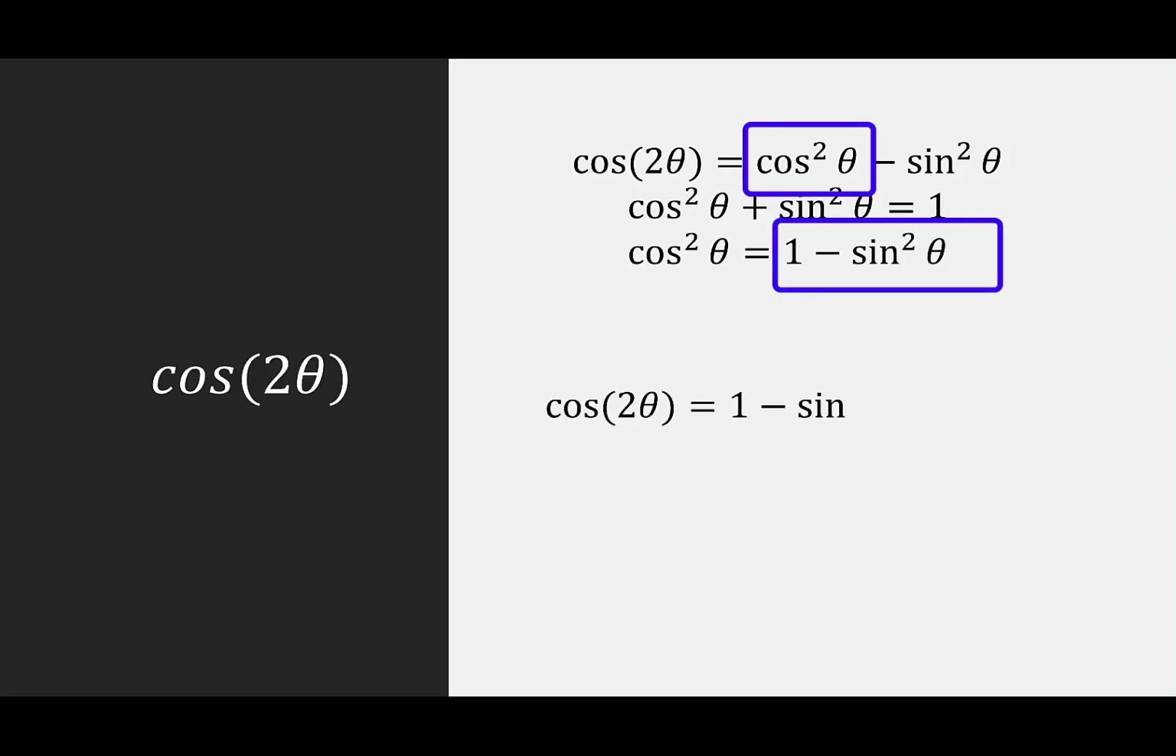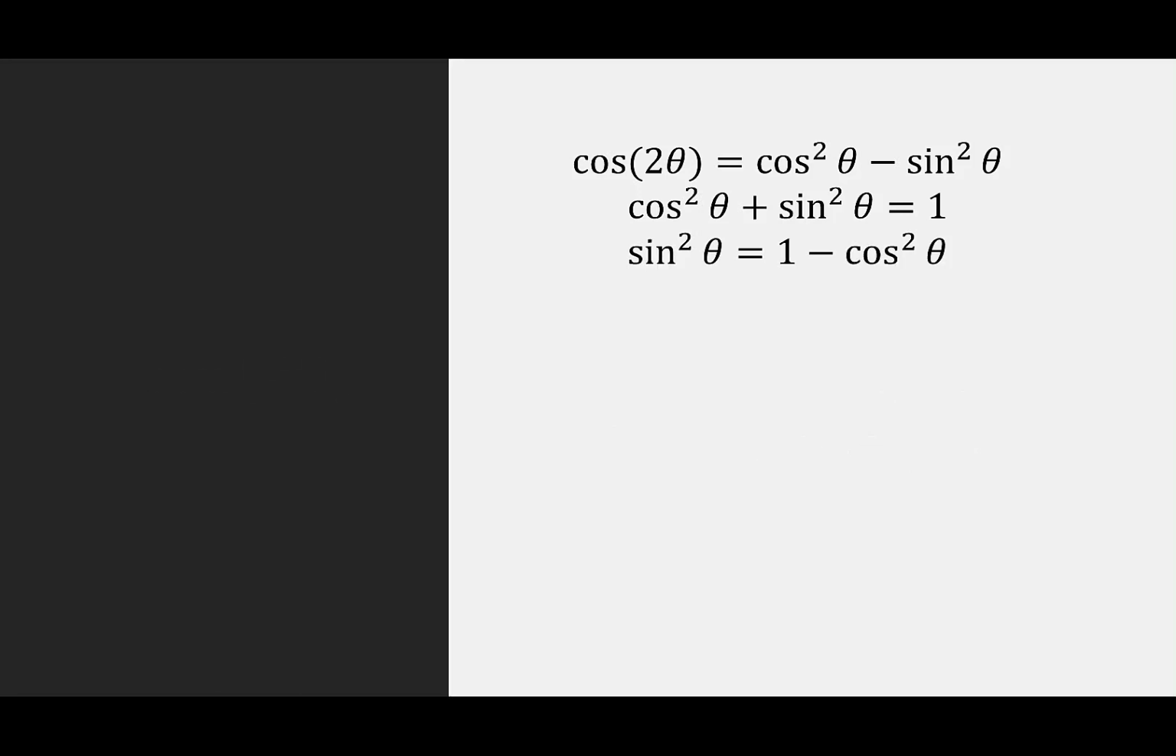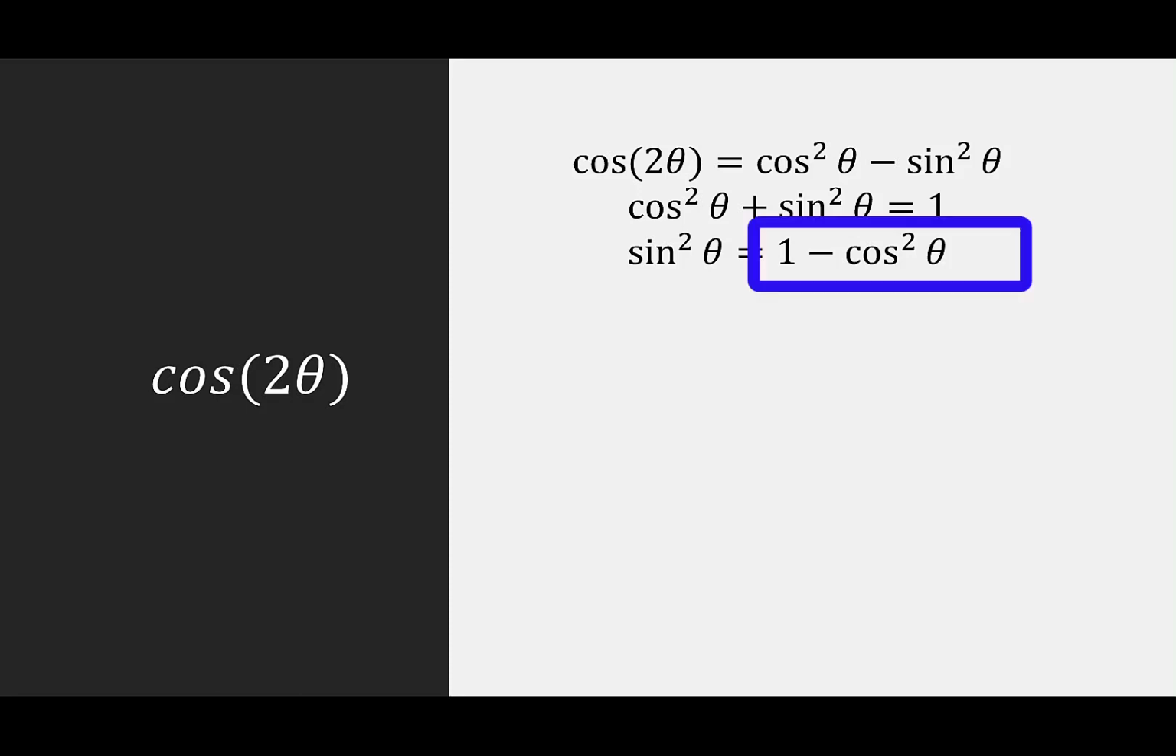This gives us that the cosine of 2 theta is 1 minus sine squared theta minus sine squared theta. Combining like terms, we have that the cosine of 2 theta could also be written as 1 minus 2 sine squared theta. We could do this one more time. Using our Pythagorean identity, we could solve for sine squared theta, which is 1 minus cosine squared theta. We're going to substitute 1 minus cosine squared theta where it says sine squared theta.